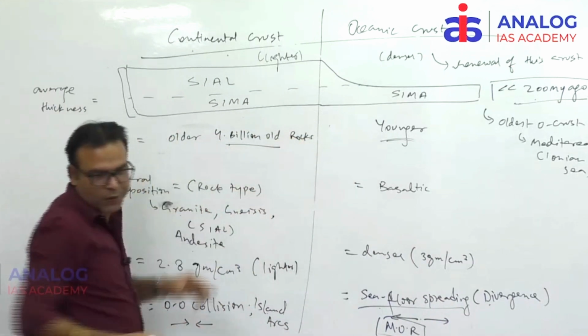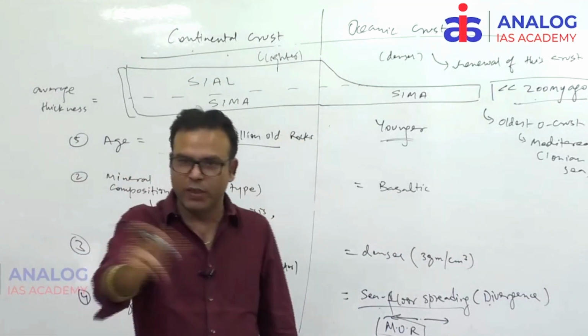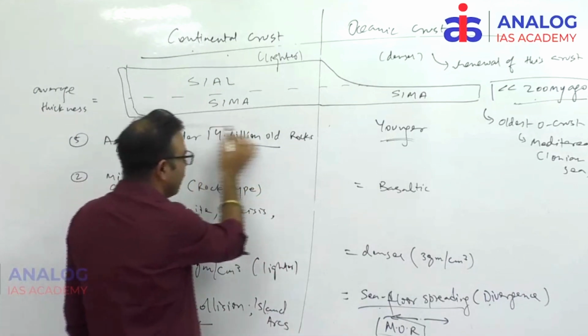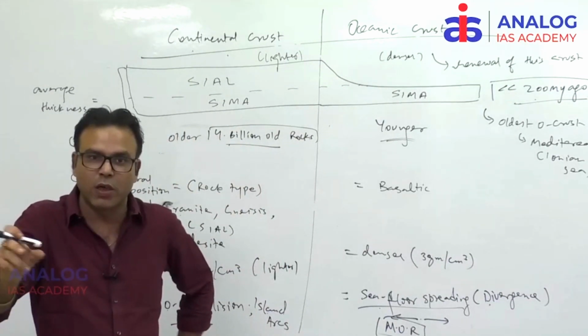If you want to identify the oldest rocks, you will not find them on the oceanic crust. You will find them on the continental crust. So what is the age of the oldest rocks? Around 4.1 billion or something like that. Approximately 4 billion year old rocks are also there.